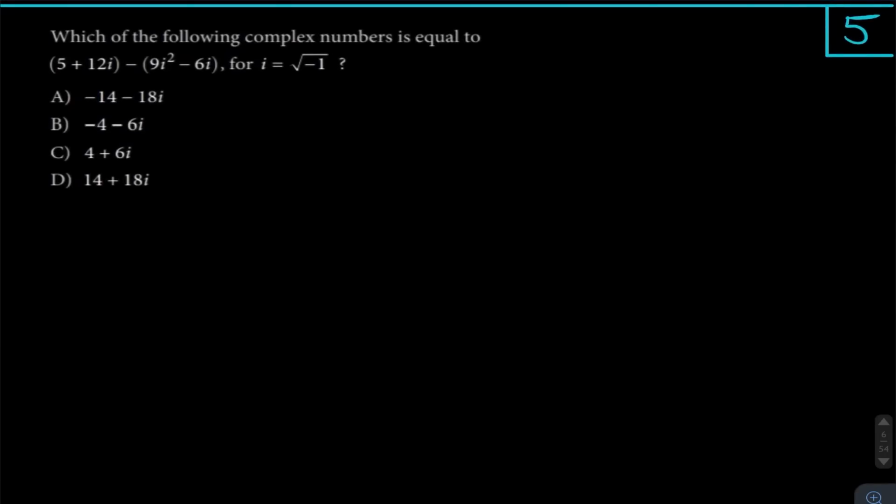Moving on to problem 5 here. Which of the following complex numbers is equal to 5 plus 12i minus 9i squared minus 6i?